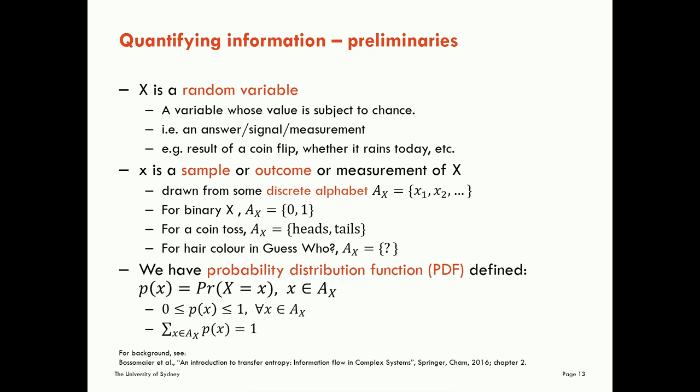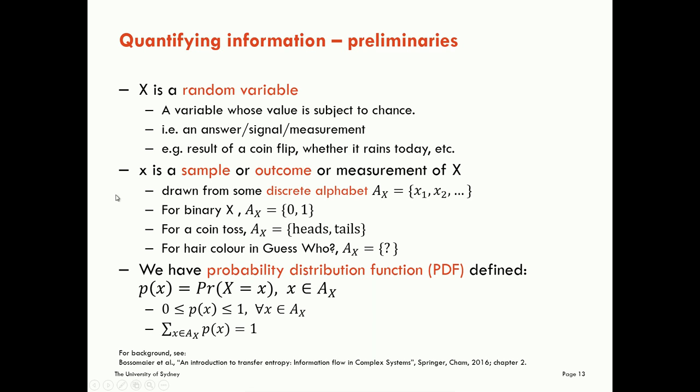To quantify this precisely, we need to go through some preliminaries. So here we're going to be talking about a random variable, capital X. This is a variable whose value is subject to chance. It could be an answer to a question, a signal or measurement, the result of a coin flip, whether it rains today, and so on.